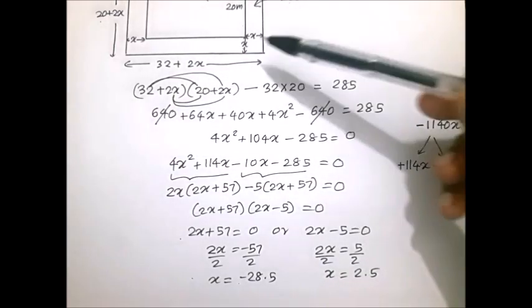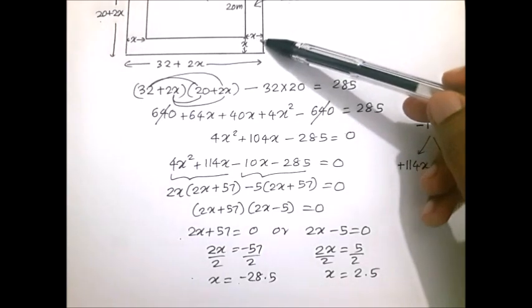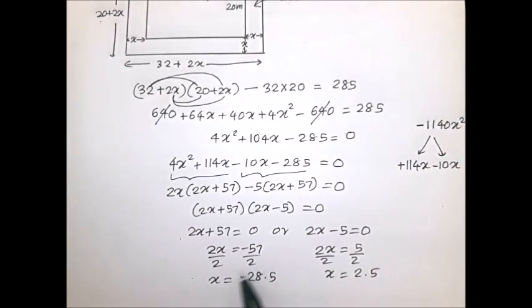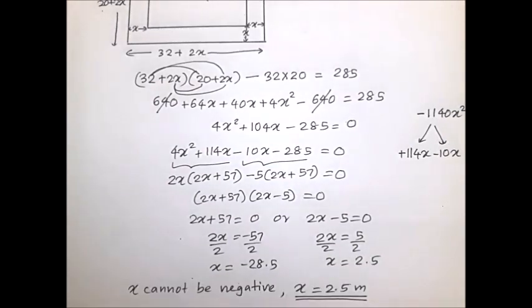Now here we take x as the width of this pathway. So this one is a negative answer. We have to reject this one. We only accept x equals plus 2.5 meters. Write this one. x cannot be negative. Therefore x equals 2.5 meters.